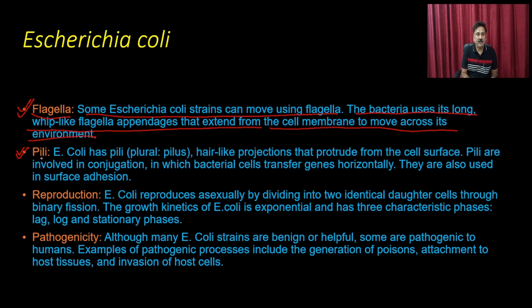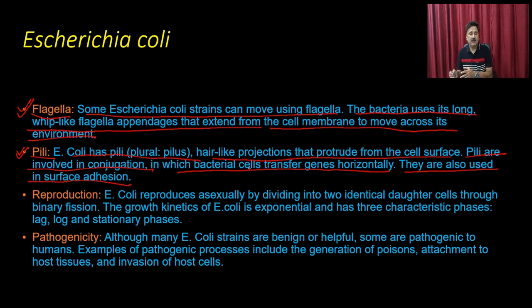Then it also contains pili. E. coli has pili, hair-like projections that protrude from the cell surface. Pili are involved in conjugation, in which bacterial cells transfer genes horizontally. They are also used in surface adhesion. So, pili are a very important component. They participate in horizontal gene transfer and conjugation, and apart from that, pili also help E. coli stick to surfaces.